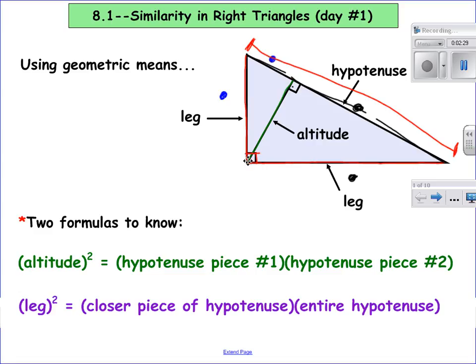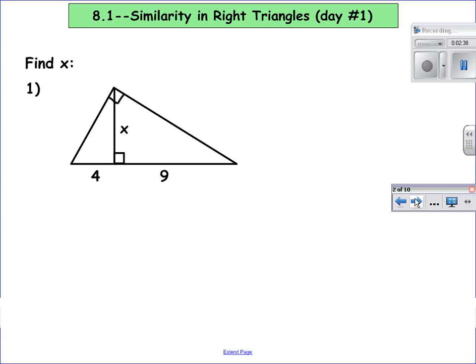And we're going to do quite a few examples to get you started with this. And they're quick and easy, so I think once you get going with this, you'll be in good shape. And this is actually applying a geometric mean. So in this I have an altitude, and I have the hypotenuse broken into two pieces.